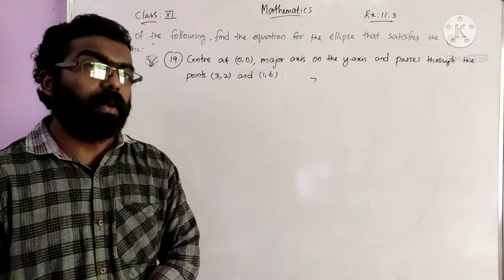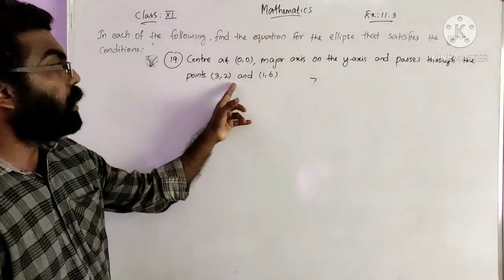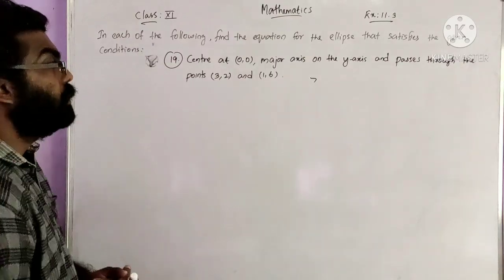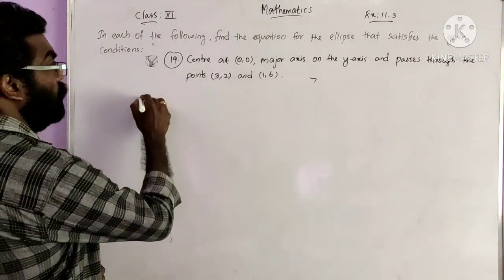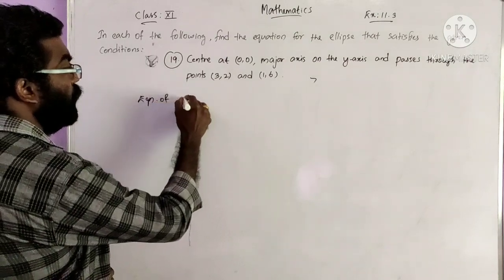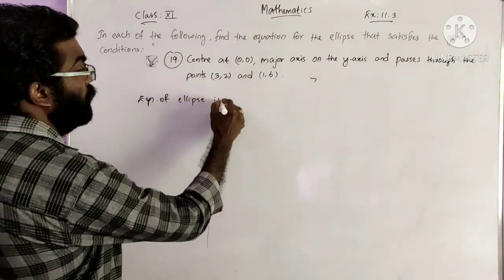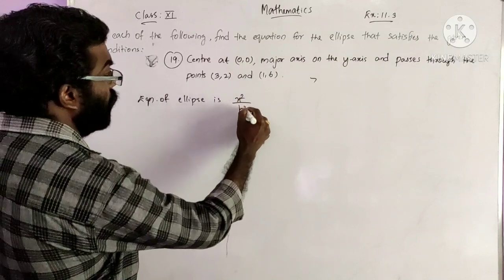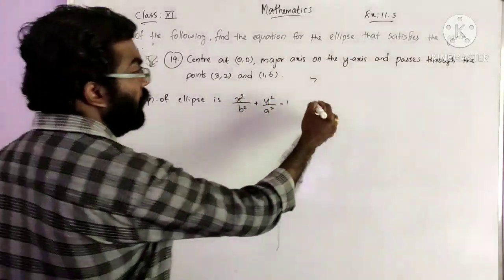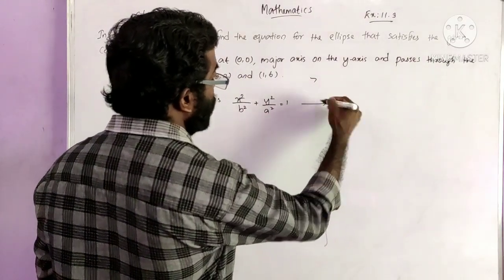We are given 2 points on the ellipse: (3, 2) and (1, 6). We have to write the equation of the ellipse. So first we can write the equation of the ellipse as x square by b square plus y square by a square equal to 1, since it is of the second type. Take it as equation number 1.